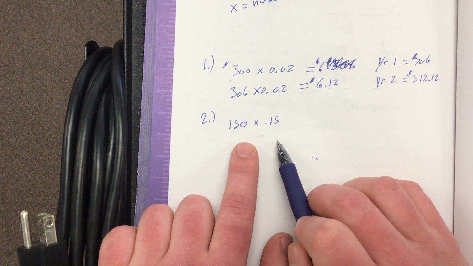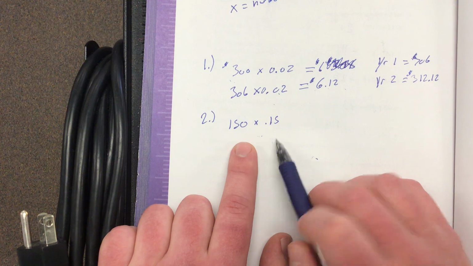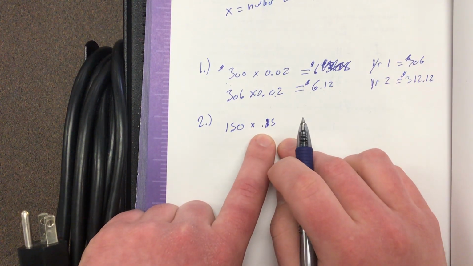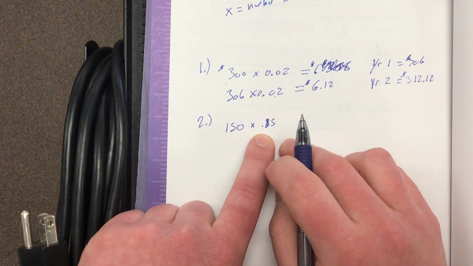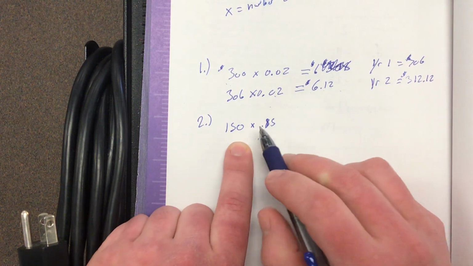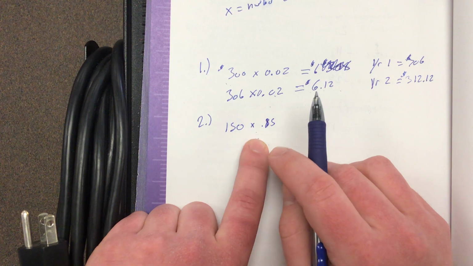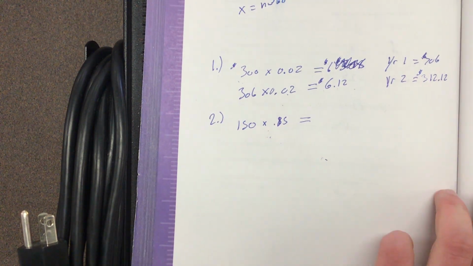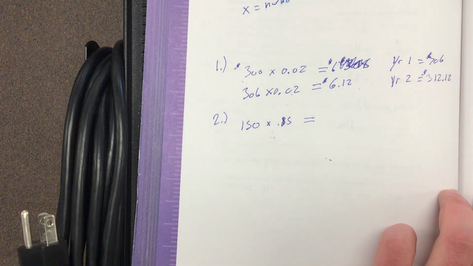Well, what's 100% minus 15%? 85%. So if we multiply by 0.85, we'll just figure out that new price right away, right? Instead of having to multiply and then subtract. So why don't you guys try this here? 150 times 0.85. That'll tell us what Diego should sell his bike for.